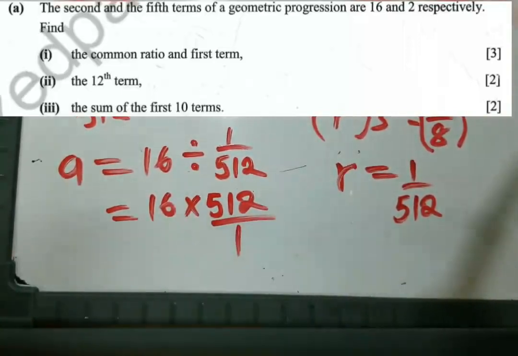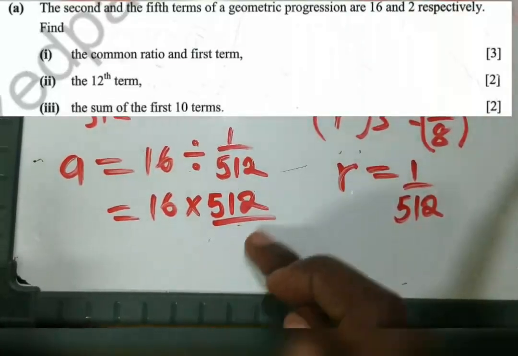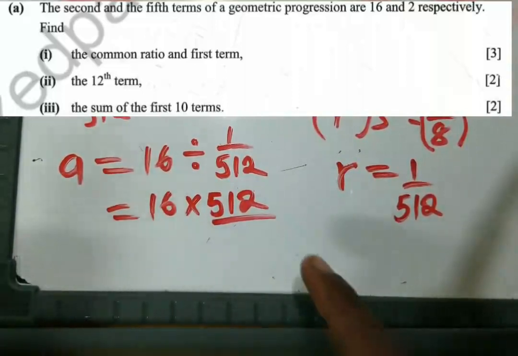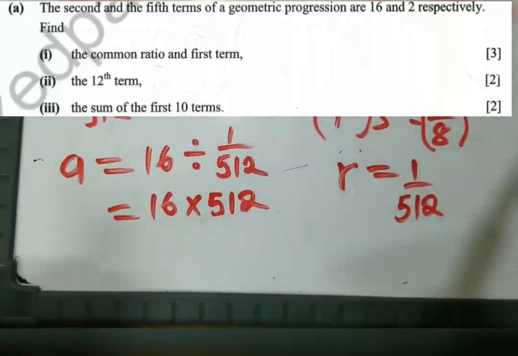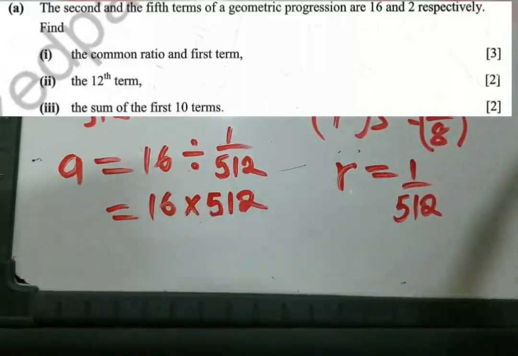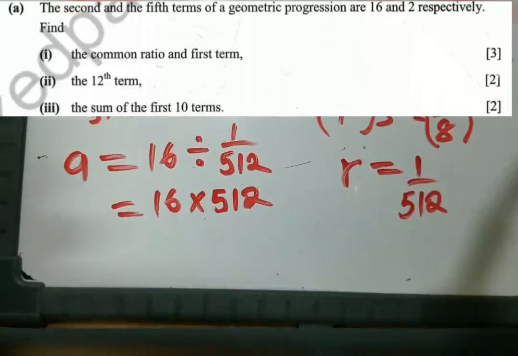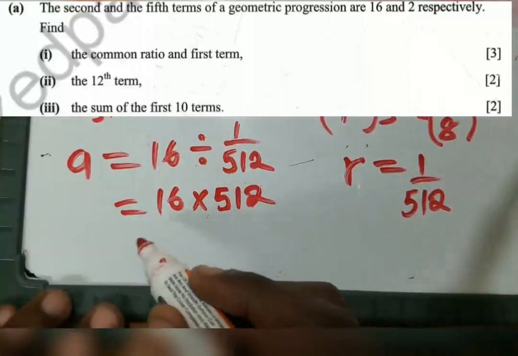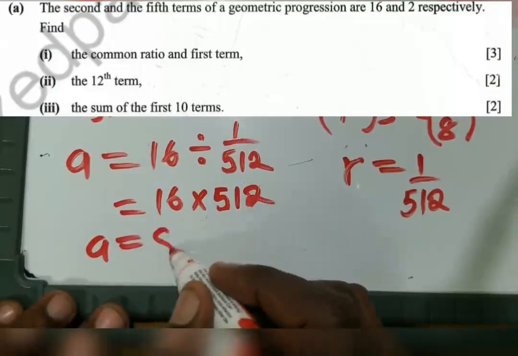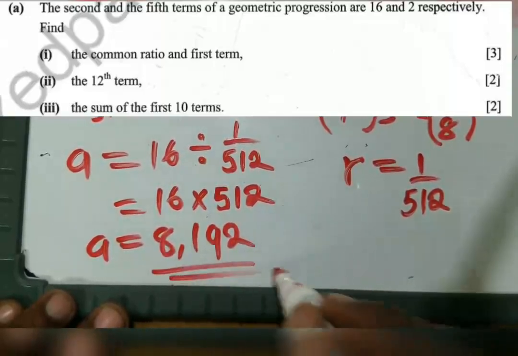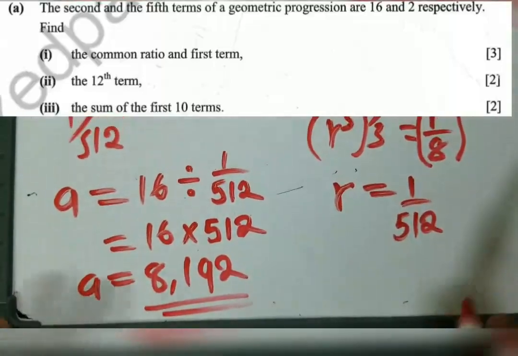What is 16 times 512? Actually, I'm not even using a calculator, but this is a paper 2 question, so you can be using a calculator. You can use a calculator if you want, and it's important for your time. So what is 16 times 512? It's going to give you 8,192. So A is 8,192.